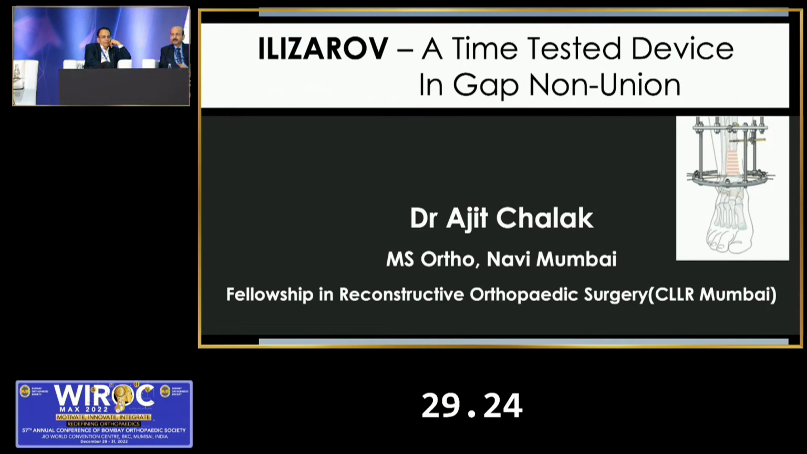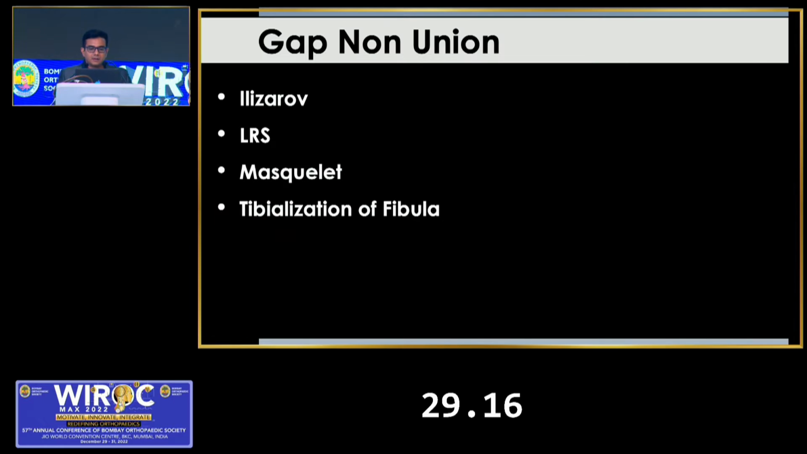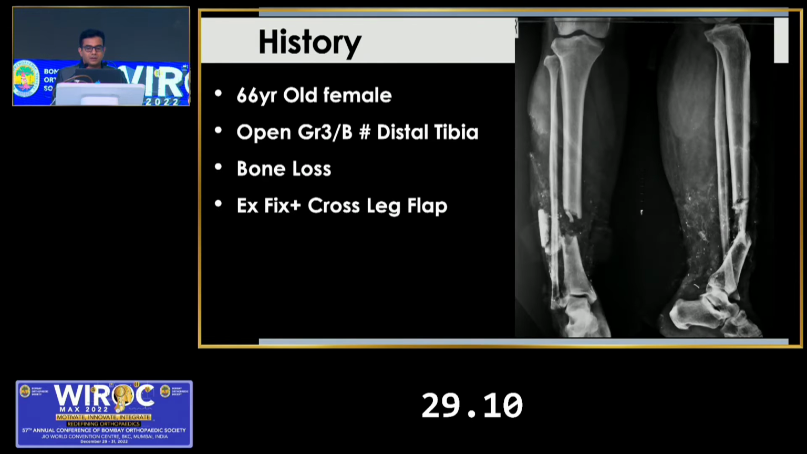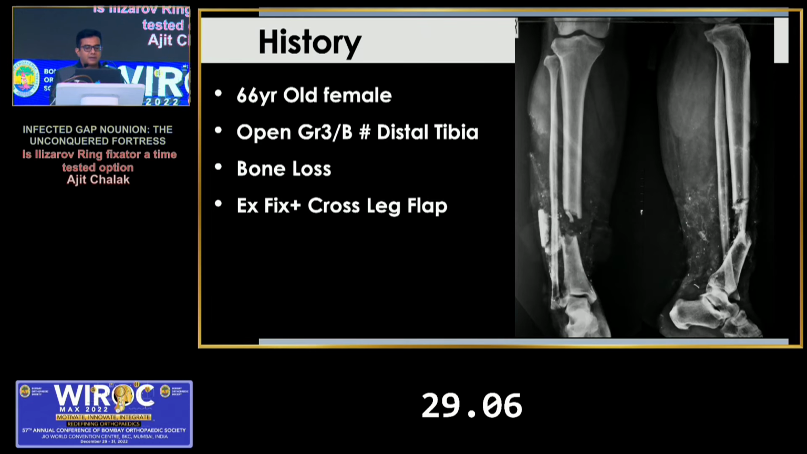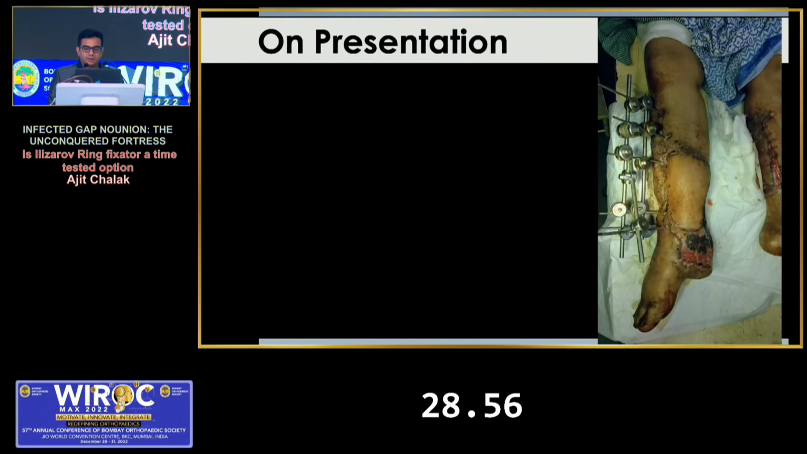Yes, good afternoon everyone. So I'll be discussing Ilizarov, a time-tested device in treatment of gap non-unions. So multiple ways to treat it. I'll be discussing the Ilizarov. So she is a 66-year-old female who had grade 3B fracture distal third of the tibia with bone loss, which was managed initially with the external fixator and cross leg flap.